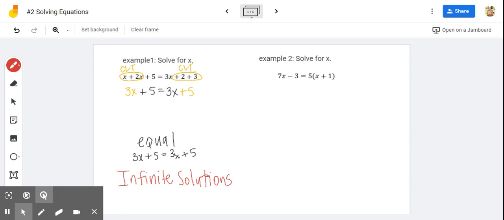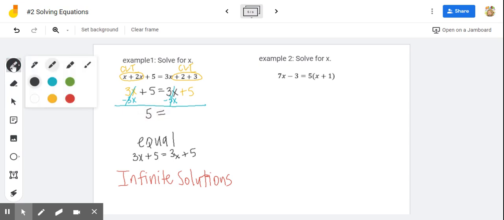Now, if you don't believe me, I could also take away that 3x on both sides of my equation at this point. And when you take away 3x, there are no x's anymore. And same thing on the other side, which ends up leaving us with a statement, 5 equals 5. So in fact, I'm still left with an equal statement, that 5 is equal to 5. Therefore, we have an infinite number of solutions. Pretty cool, huh? All right, so let's take a look at example 2.